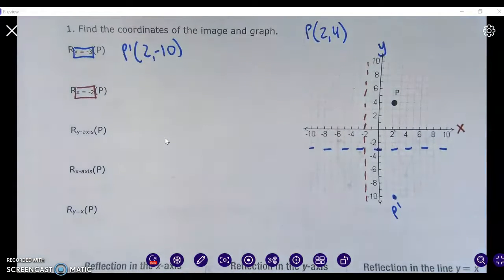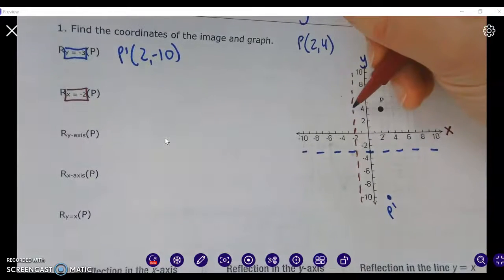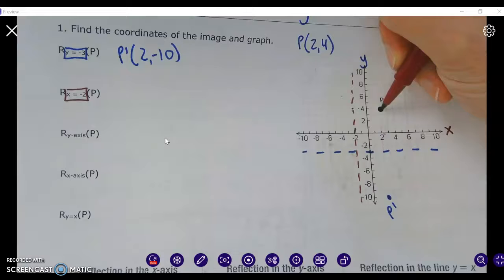No, as long as it's on that line. Okay, so now we are going to flip P over that dashed line. So I'm going to count from the dashed line to the point. So 1, 2, 3, 4. Does everyone see where I got 4 from?